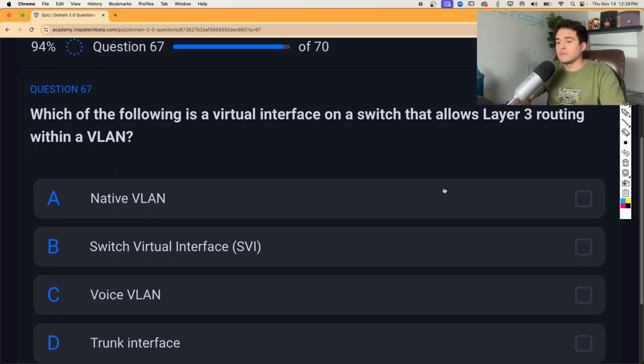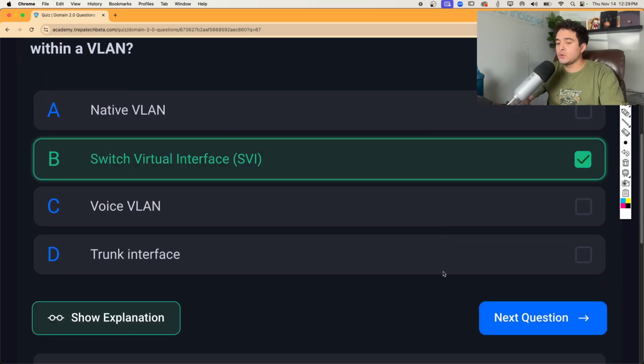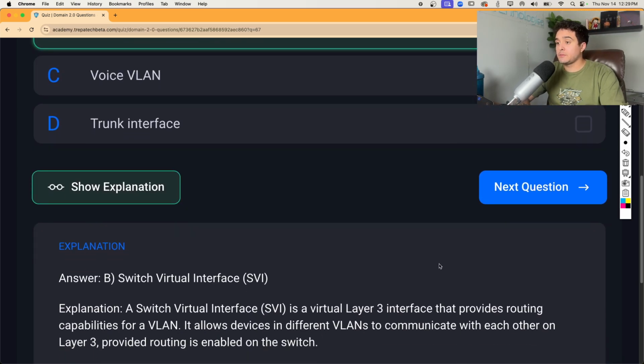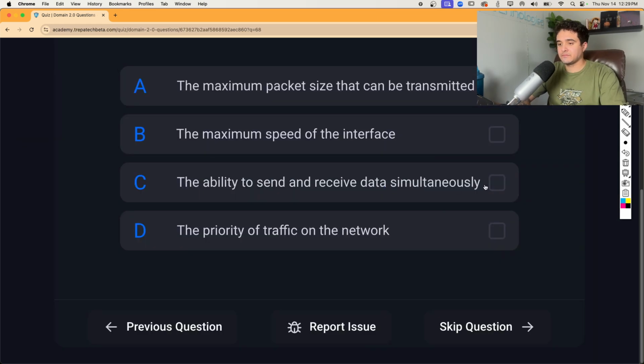Question 67. Which of the following is a virtual interface on a switch that allows layer 3 routing within a VLAN? That's an SVI. A switch virtual interface enables our switch to be multi-layered and gives a VLAN a broadcast domain IP addressing capabilities, routing capabilities. Pause the video to read the explanation.